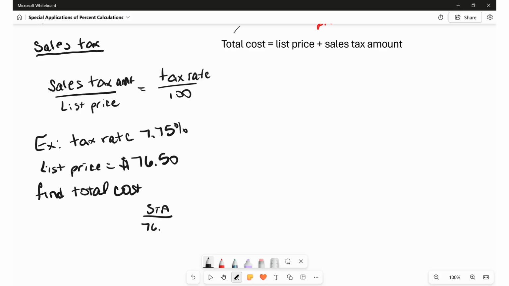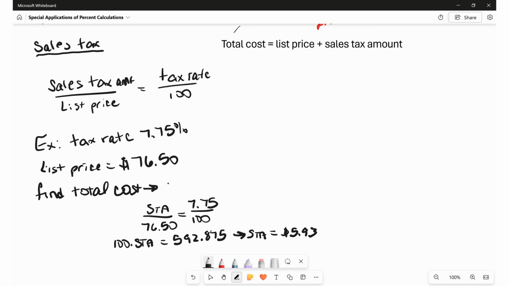because that's the one thing that we don't know. We know that the list price is $76.50. We know that the tax rate is 7.75. So that means that 100 times our sales tax amount is equal to, and we'll keep these decimals out, 592.875. And what I mean by that, we're not going to round off for money just yet. But when we complete that, we get that the sales tax amount is equal to $5.93. Now, to get the total cost, we're going to take our list price and add the $5.93. And to that, we get $82.43.